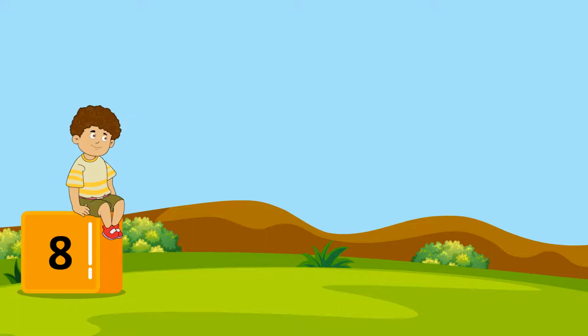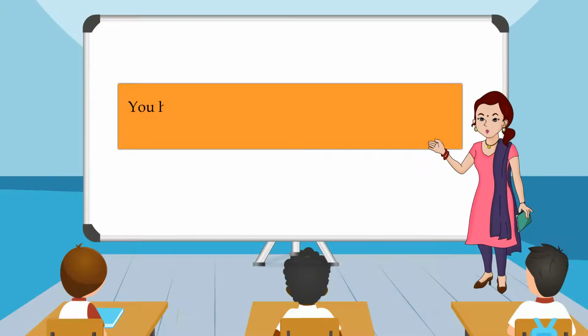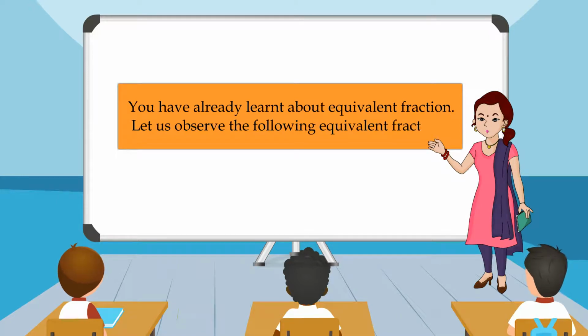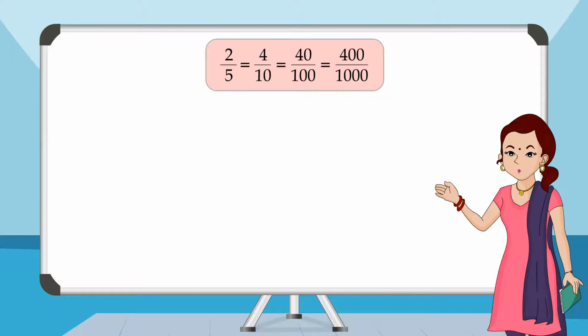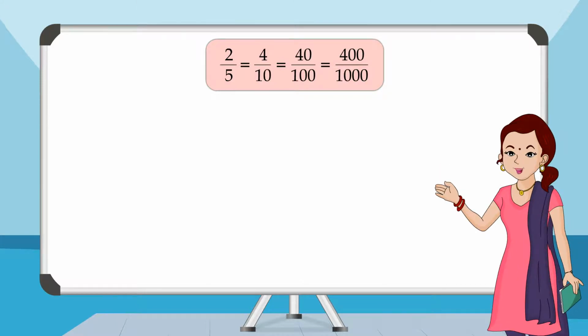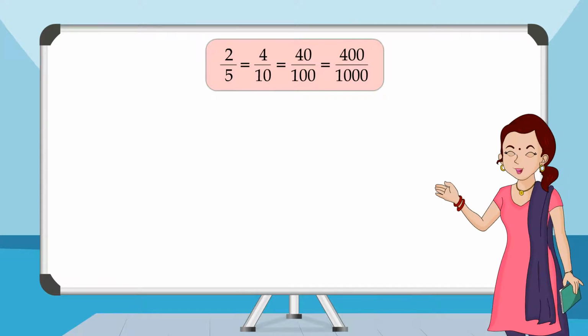Chapter 8 Introduction to Decimals. You have already learnt about equivalent fractions. Let us observe the following equivalent fractions. 2 upon 5 equals 4 upon 10 equals 40 upon 100 equals 400 upon 1000.